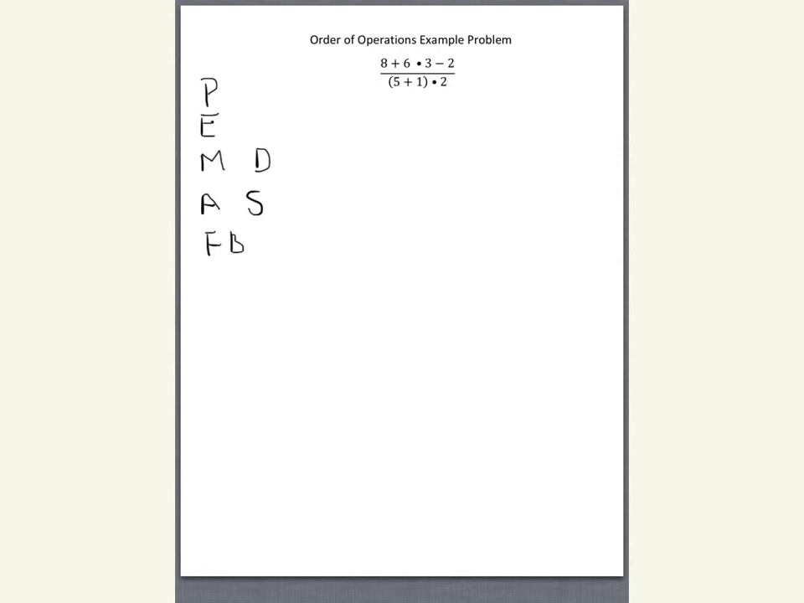So we have to remember that the P stands for any grouping symbol, not just parentheses. So we have regular parentheses as a grouping symbol. We have square brackets. We have absolute value bars. All of those are in our P. Our P no longer stands for just parentheses, it's also a grouping symbol. Then our E stands for exponents.